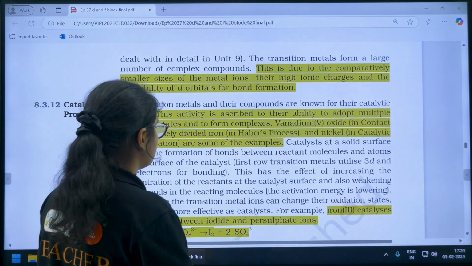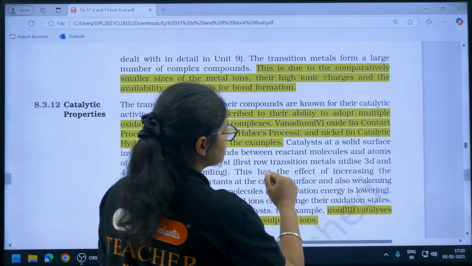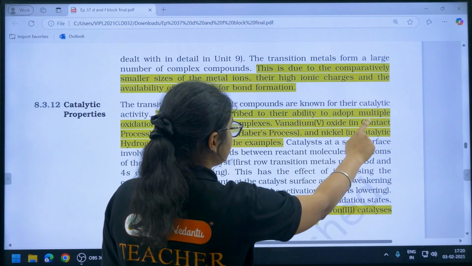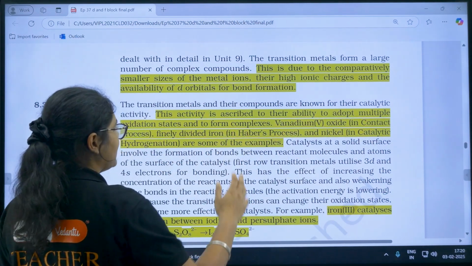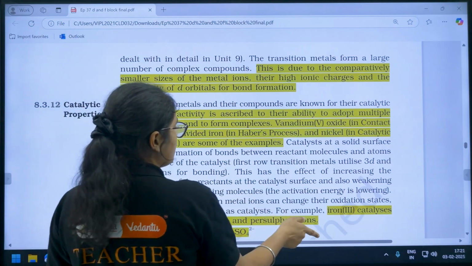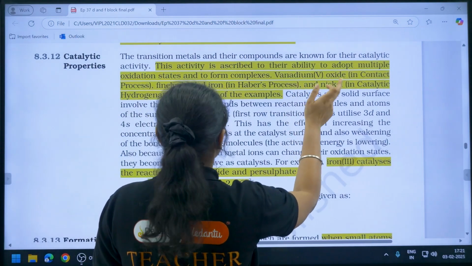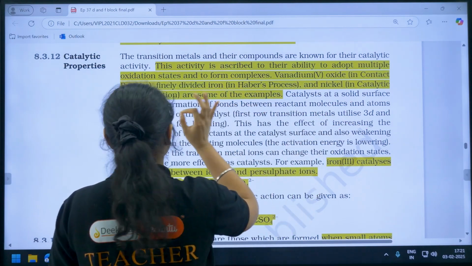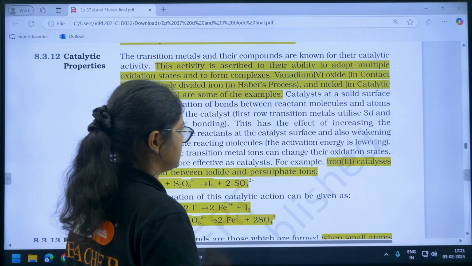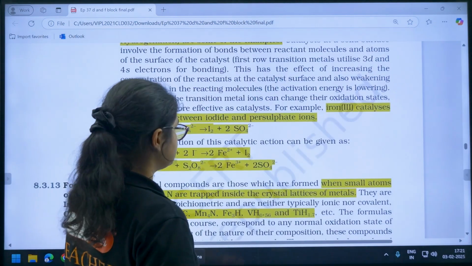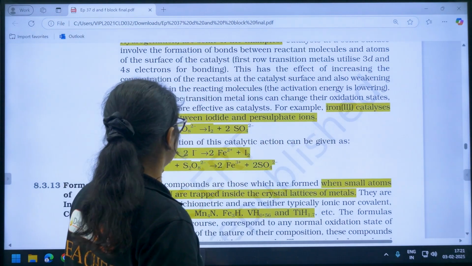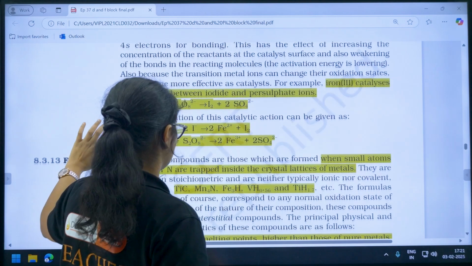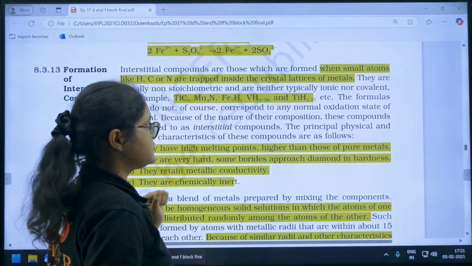Next, catalytic property. Many examples are given. So what is the reason why they show catalytic property? Ability to adopt multiple oxidation states and to form complexes. Now what are the examples? See, vanadium is used in the contact process, iron is used in Haber's process, nickel is used in hydrogenation, and some other examples. Here some examples are given of iron, how it catalyzes the reaction between S2O8 2- and I-.